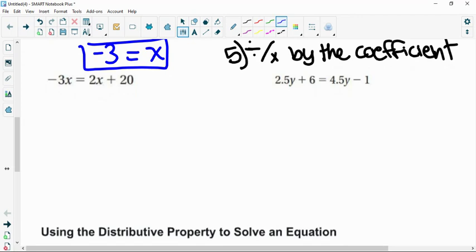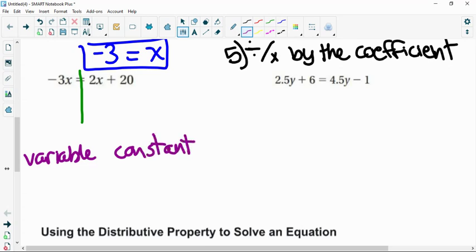Let's look at the example on the left. So negative 3x equals 2x plus 20. Our goal here, again, is we want to have it to where it's a variable term on one side with the constant on the other. That's our goal.